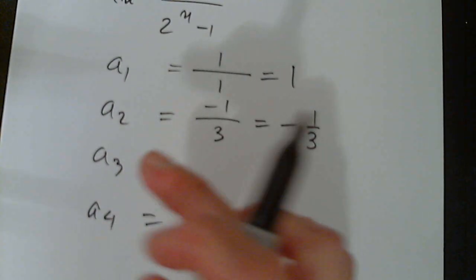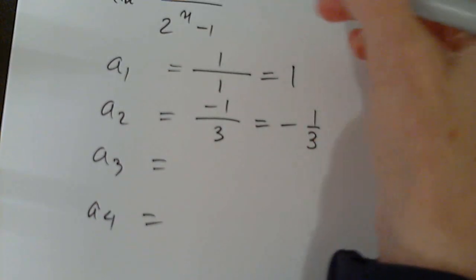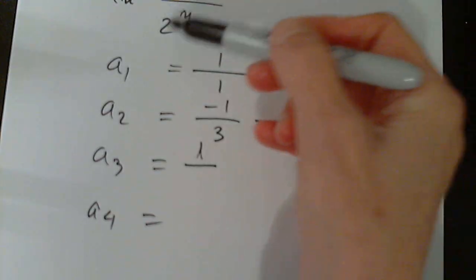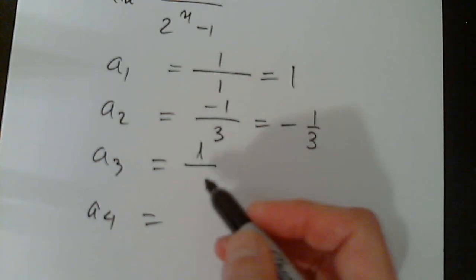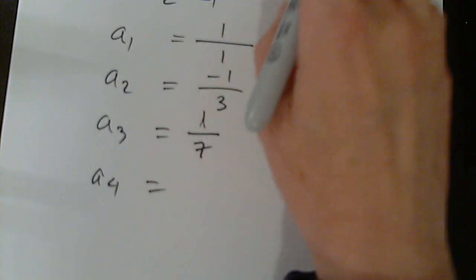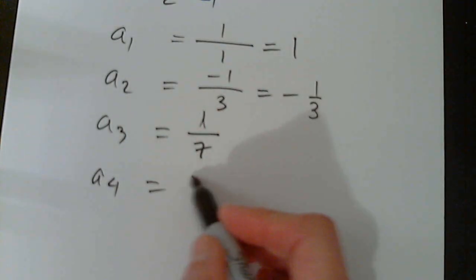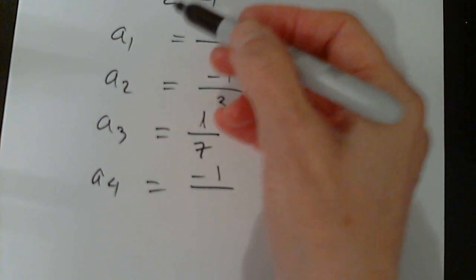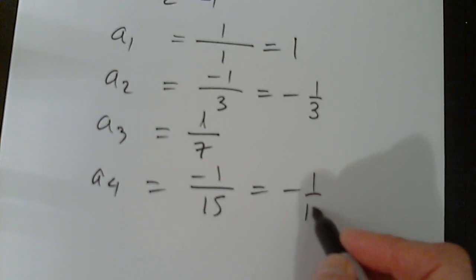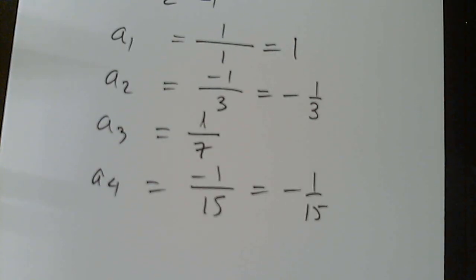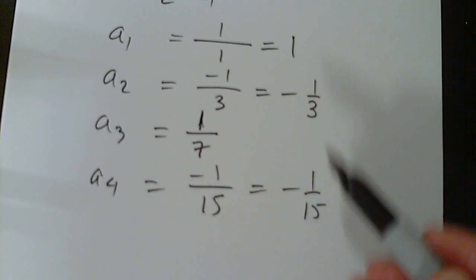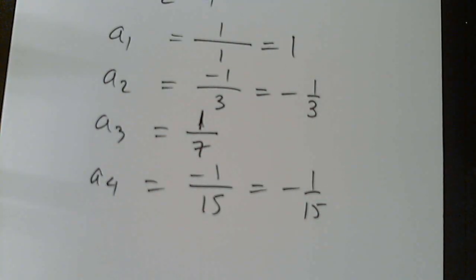Now n equals 3. 3 plus 1 is 4, negative 1 to the fourth power is 1. 2 to the third is 8, 8 minus 1 is 7, so this is 1 over 7. n is 4, 4 plus 1 is 5, negative 1 to the fifth power is negative 1. 2 to the fourth is 16, 16 minus 1 is 15, negative 1 over 15. What are the first four terms? 1, negative 1/3, 1 over 7, and negative 1 over 15.